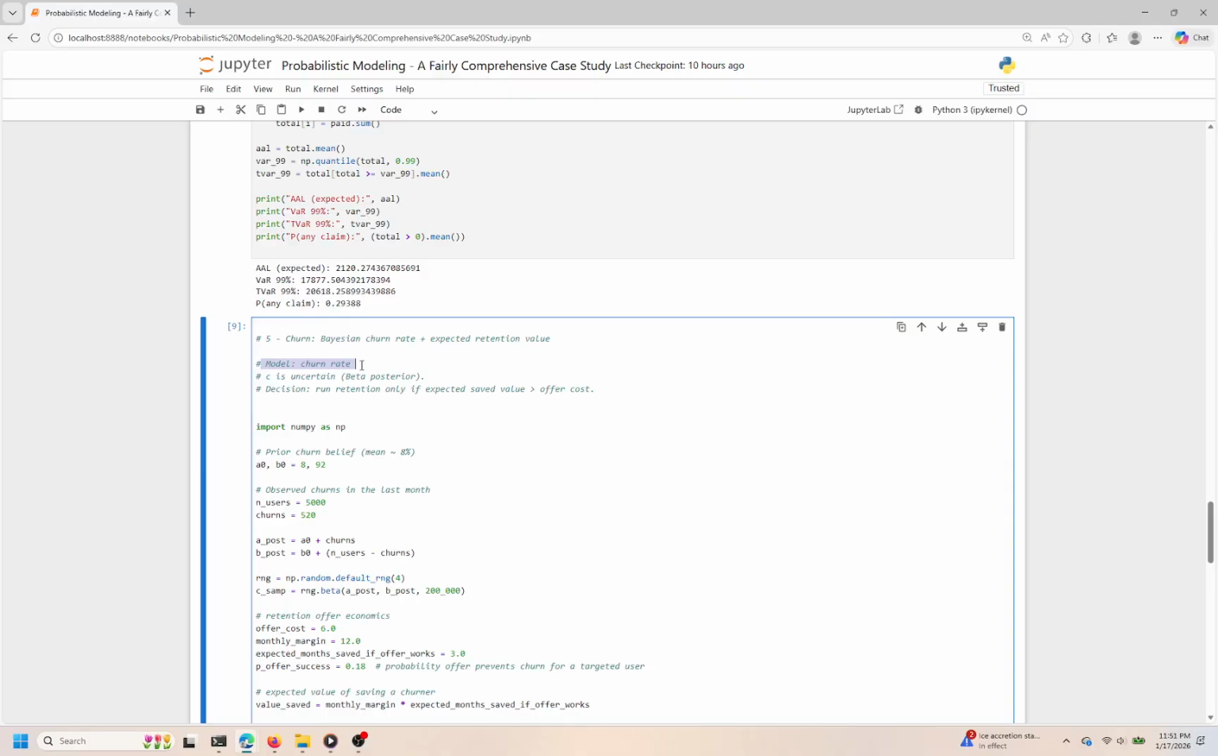The process begins by setting up a prior belief about the churn rate, which suggests that around 8% of users have been lost historically.